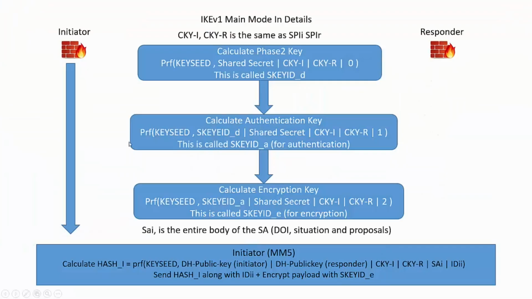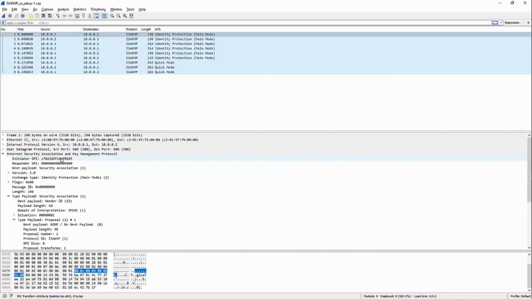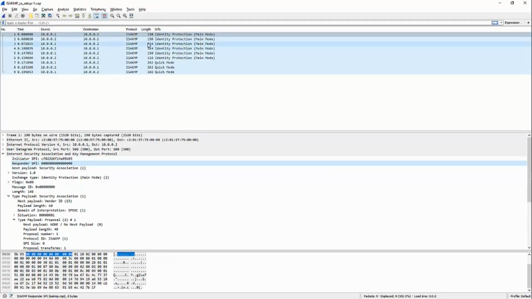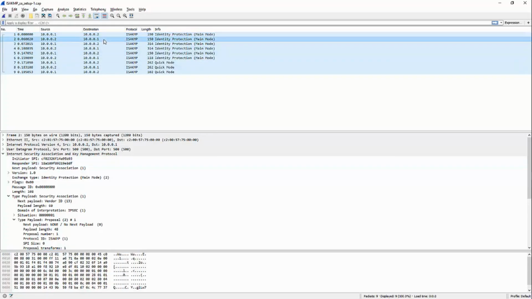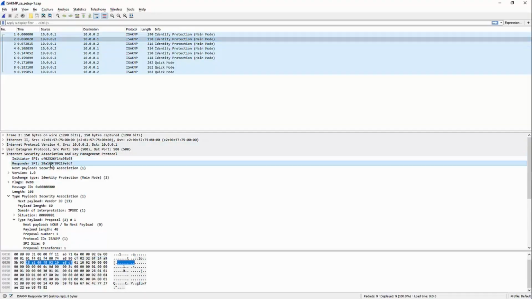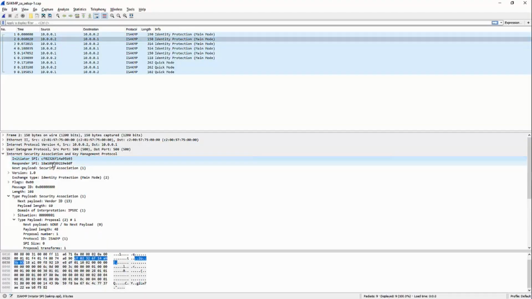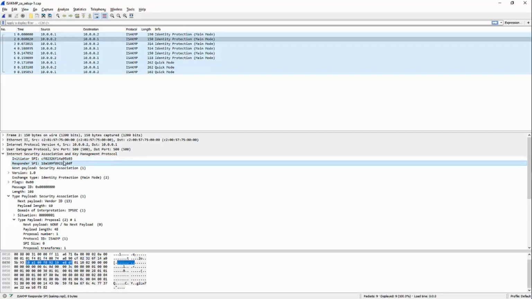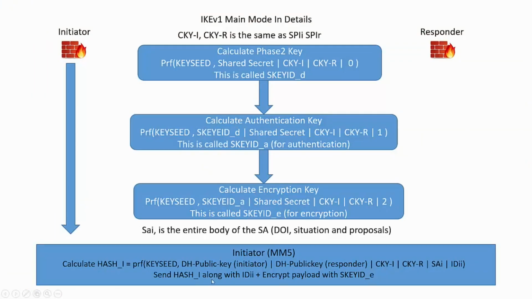So the initiator side uses the Diffie-Hellman key from the initiator, and the Diffie-Hellman key from the responder, the cookie from the initiator and the cookie from the responder. This was not in the first message as there was no responder index. This is in the second message that has the initiator and responder indexes. So those two values are going to be used as part of the hashing function.